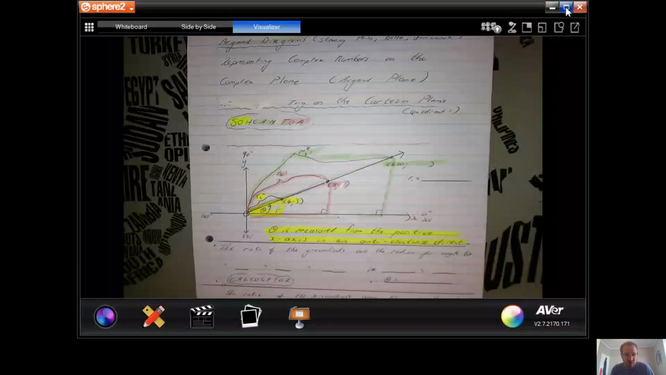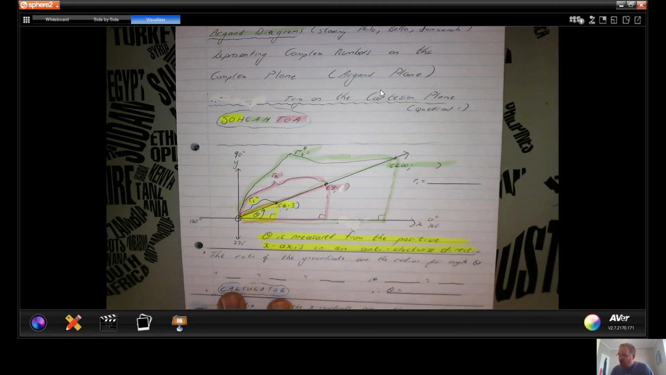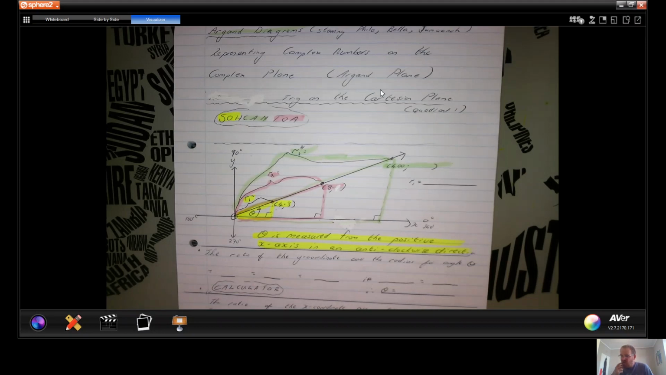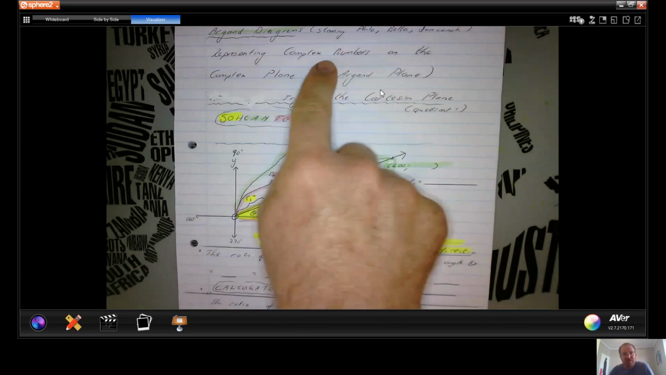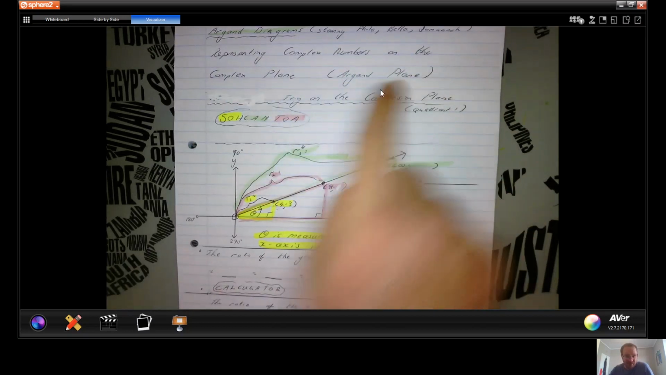Right, let us share screen. In order to understand, we're going to represent complex numbers as an Argand diagram. You're not going to know what I'm talking about yet. So this says, for those who can't read, representing complex numbers on the complex plane or the Argand plane.